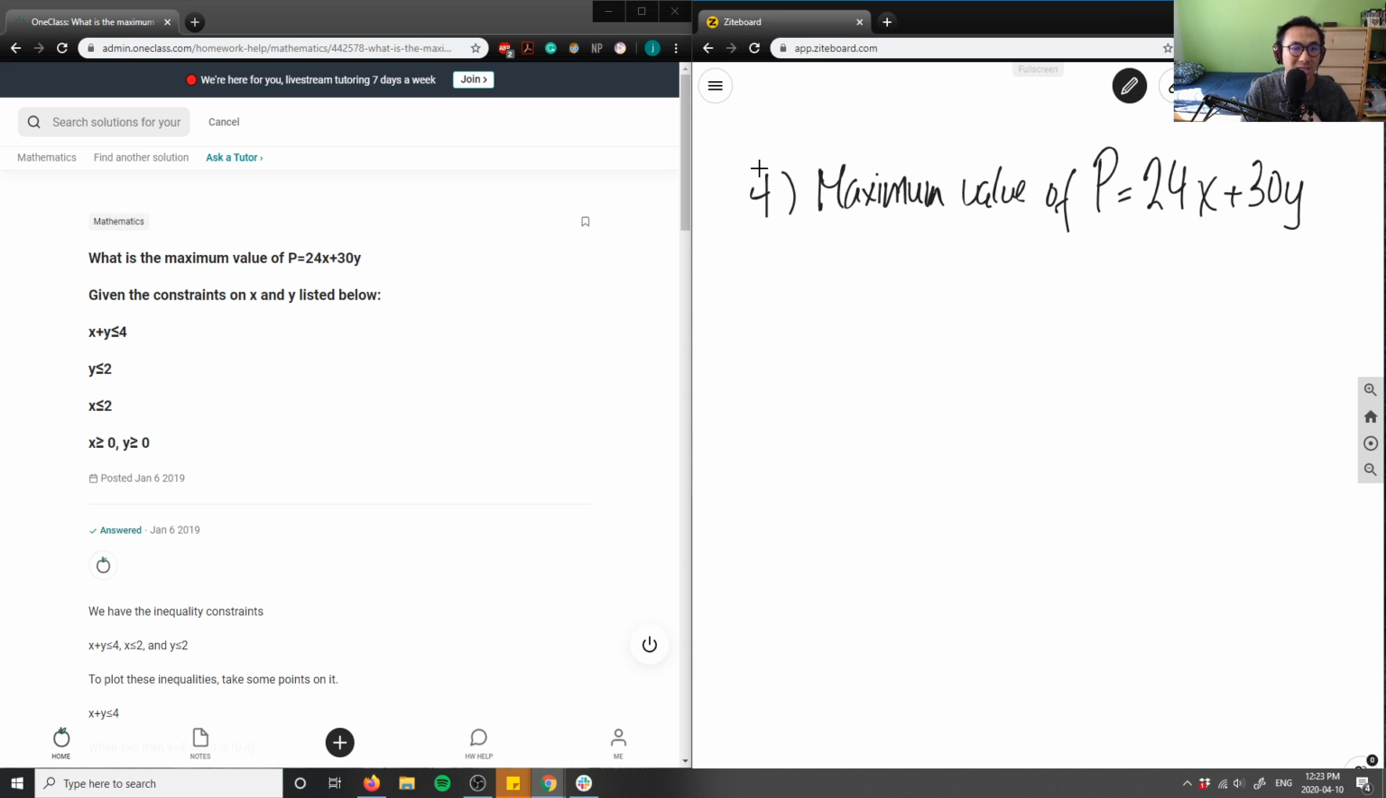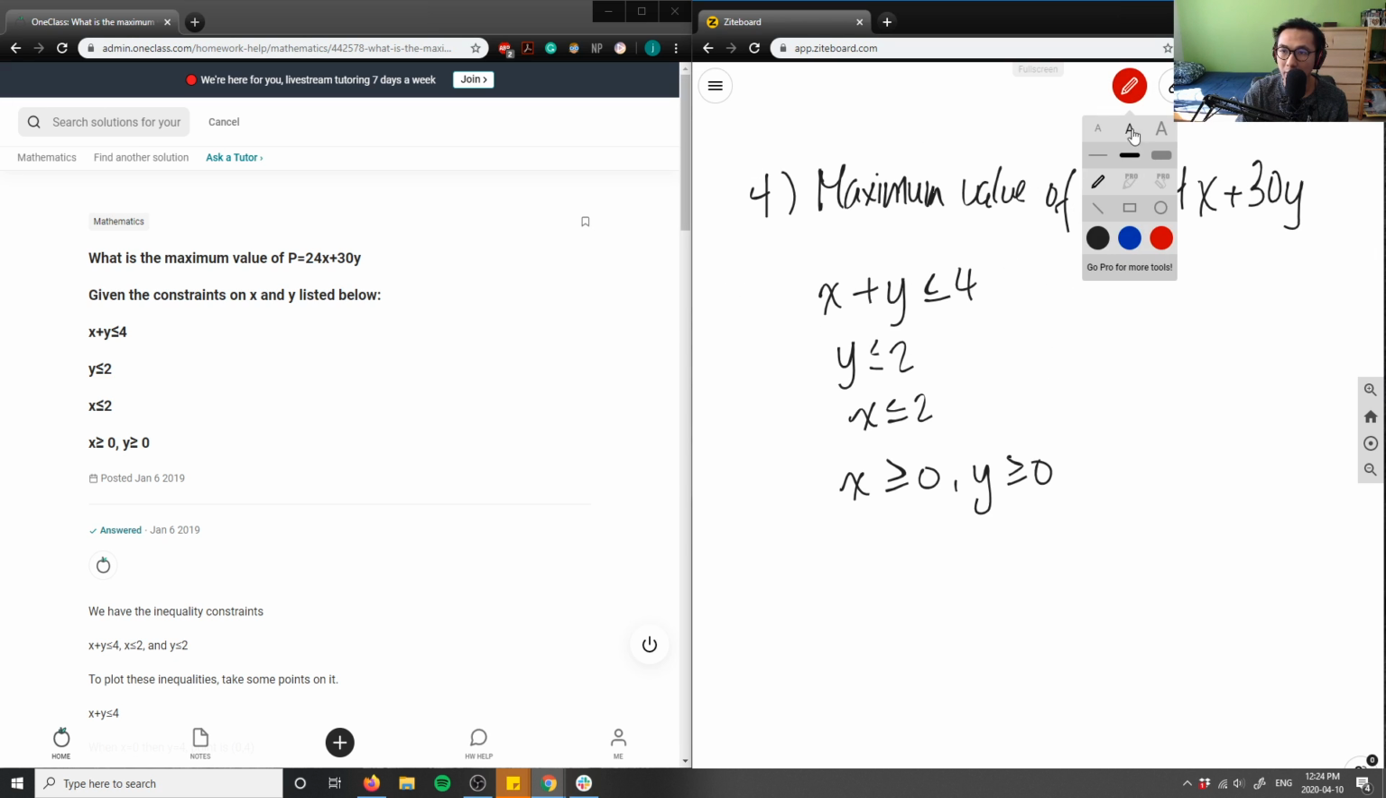When we talk about constraints, it's the limitations of x and y below. So it says here x plus y has to be less than or equal to 4. y has to be less than or equal to 2. x also has to be less than or equal to 2. And x has to be greater than or equal to 0. And also y has to be greater than or equal to 0. So these are the constraints, or limitations, or restrictions.